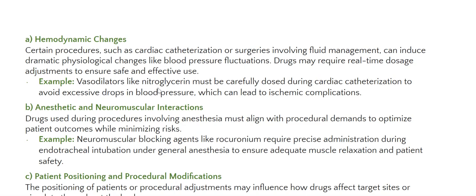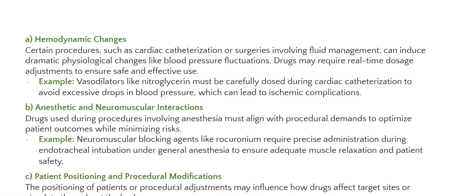Example, vasodilators like nitroglycerin must be carefully dosed during cardiac catheterization to avoid excessive drops in blood pressure, which can lead to ischemic complications. Anesthetic and neuromuscular interactions. Drugs used during procedures involving anesthesia must align with procedural demands to optimize patient outcomes while minimizing risks. Example, neuromuscular blocking agents like rocuronium require precise administration during endotracheal intubation under general anesthesia to ensure adequate muscle relaxation and patient safety.